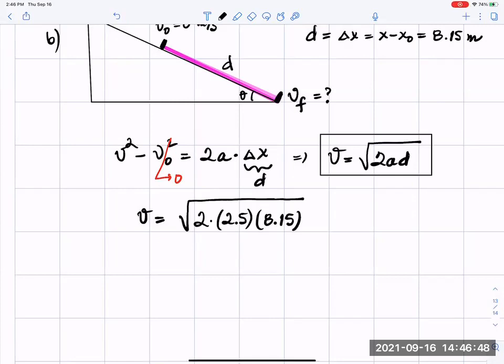Remember to put your units at the very end. Okay, and here I got 6.38, and those are meters per second. Feel free to round it to 2 sig figs here. So this would be roughly 6.4 meters per second.